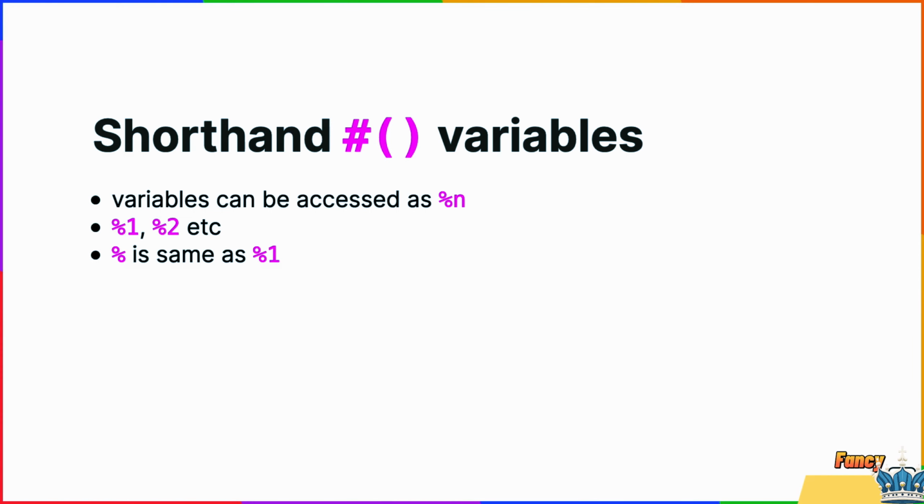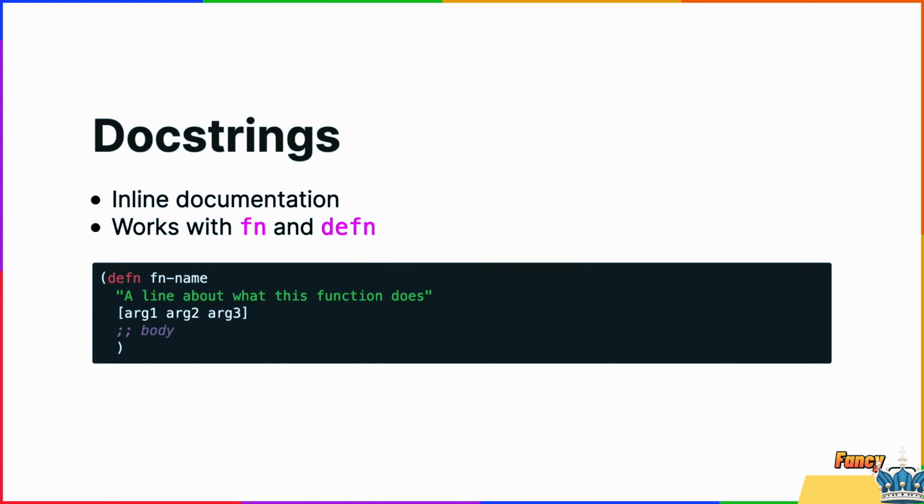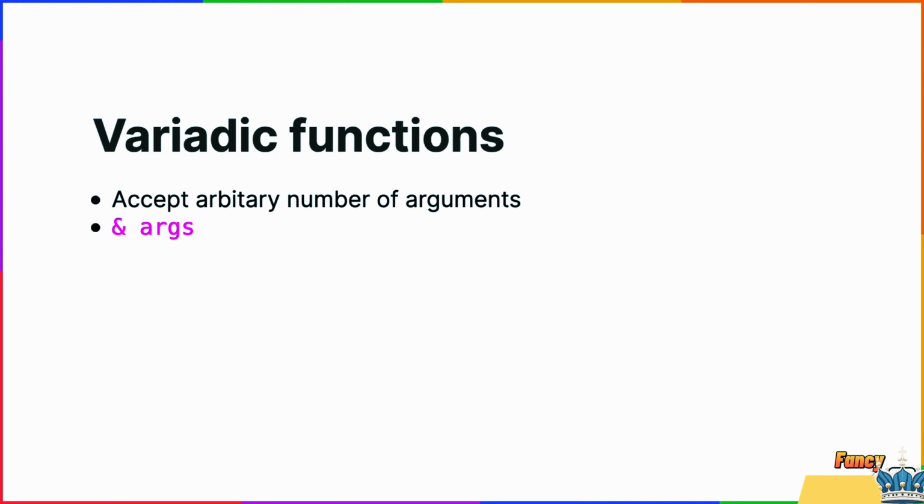With the shorthand, we can completely skip the argument vectors and access the arguments using the %n sign, where n is the index of the argument which we want to access, starting with 1. If you need to capture only one argument, you can skip the index and simply use the % sign. Anonymous functions are helpful while working with sequence operations like map and reduce. We will see them in action soon. Functions defined with defn or fn can follow an alternate signature to specify inline documentation.